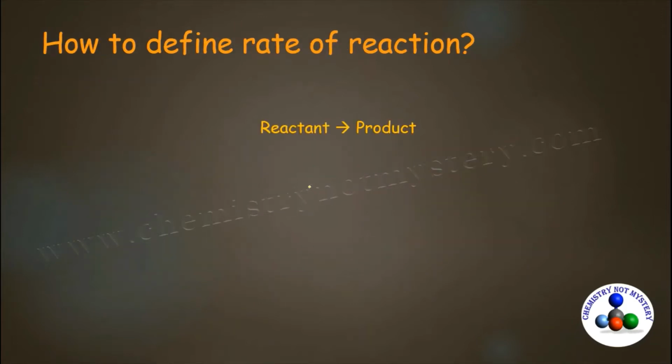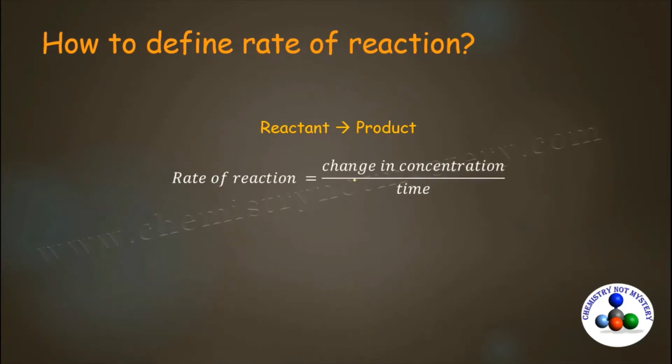To define the rate of reaction, you can express the change in concentration with respect to time. So when you observe the change of reactant concentration with respect to time, you will observe the concentration of reactant decreases with respect to time. But while you observe the concentration of product with respect to time, you will observe the product concentration increases with respect to time.